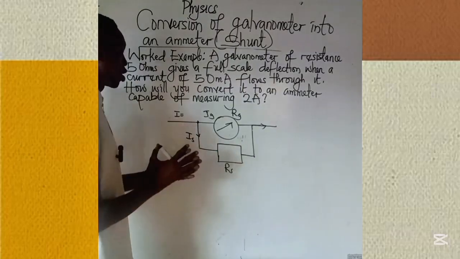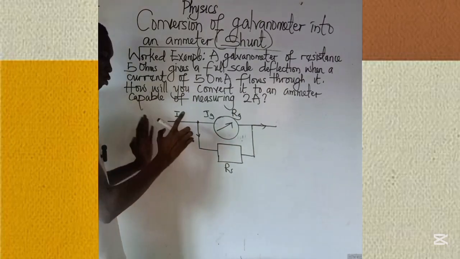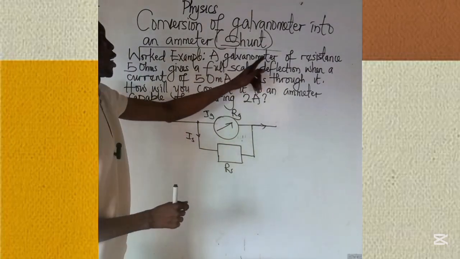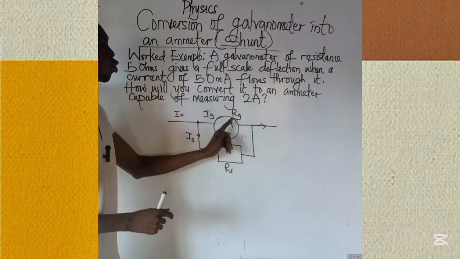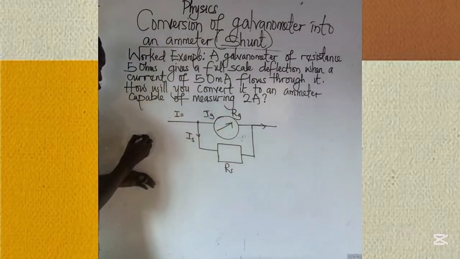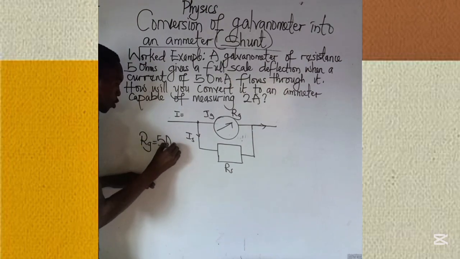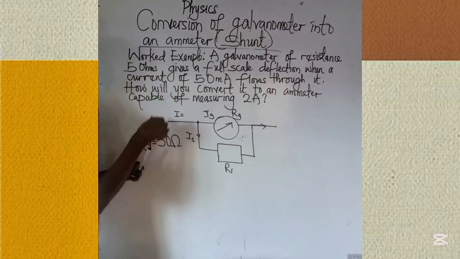So the first thing to do is we are going to read the question, then fix in all the parameters where they belong. So let's go. A galvanometer of resistance 50 ohms. That means the resistance of the galvanometer is what? 50 ohms. So we put it there. RG equals 50 ohms. That is the resistance of the galvanometer.